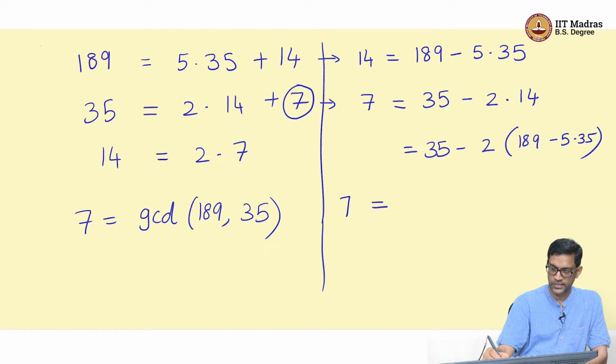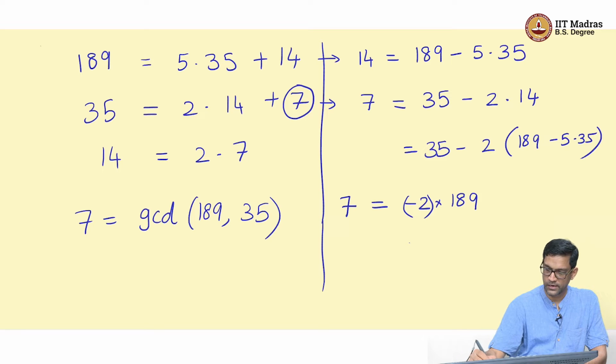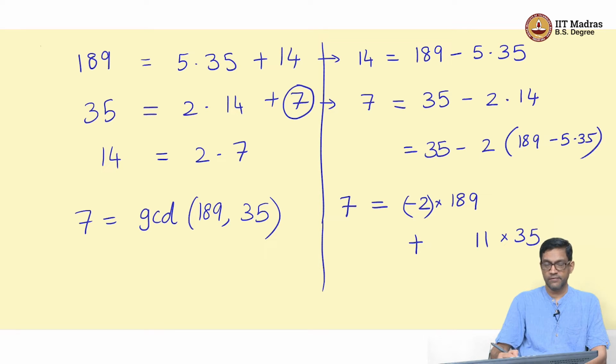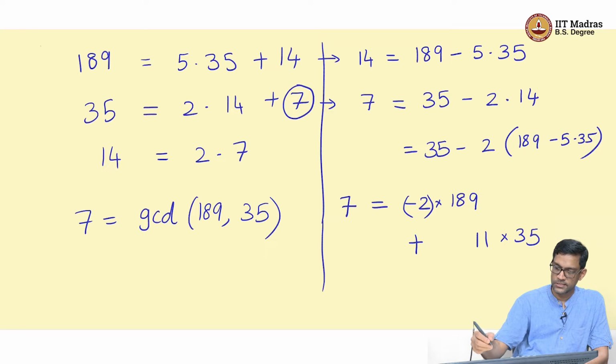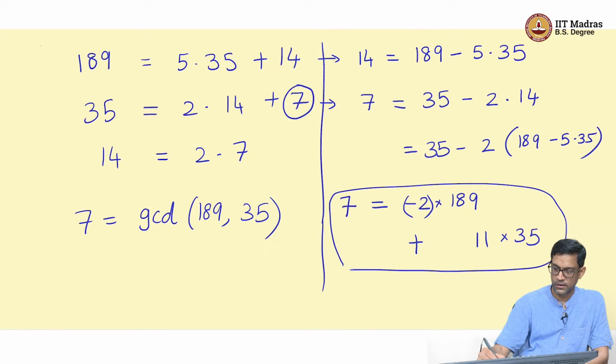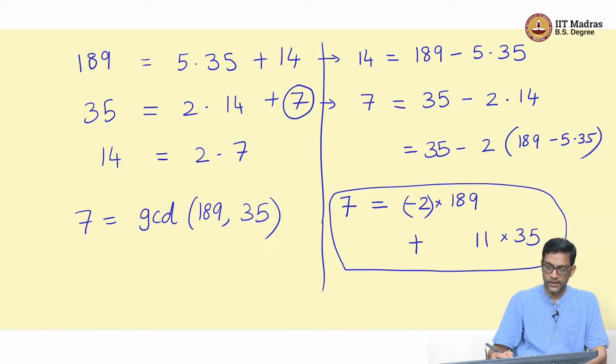So, the point of this finally is that 7 can be written as follows: it is minus 2 times 189 plus some multiple of 35. What multiple of 35? Minus 2 into minus 5 is 10, plus 1 on the outside, 11 times 35. So, I have written it as minus 2 into 189 plus 11 times 35. In other words, I have written it as some a times 189 plus b times 35, where a and b are integers. So, this was one of our main consequences of the Euclidean algorithm.